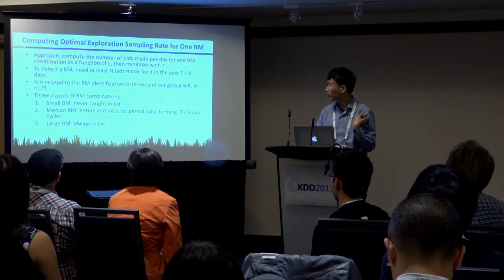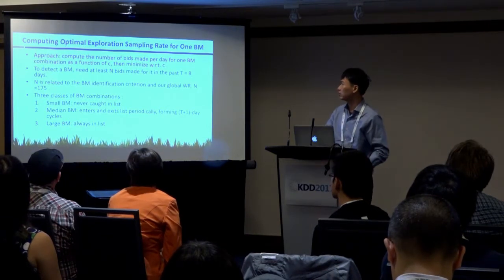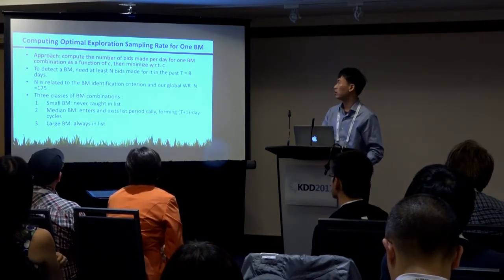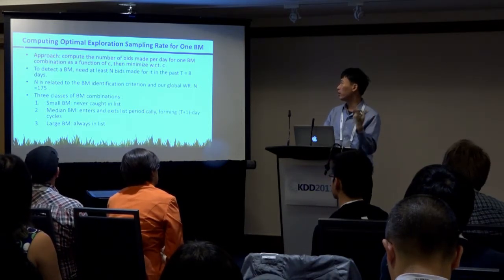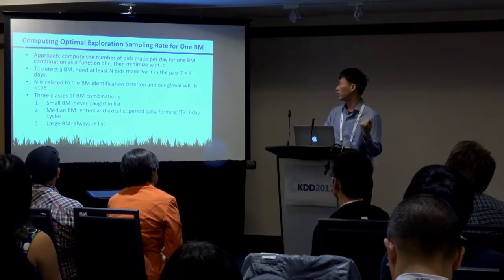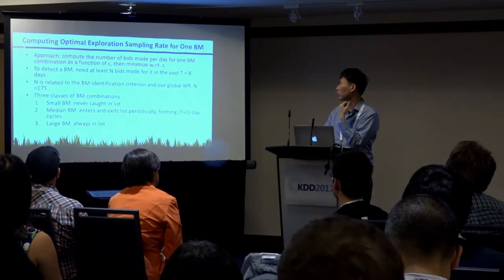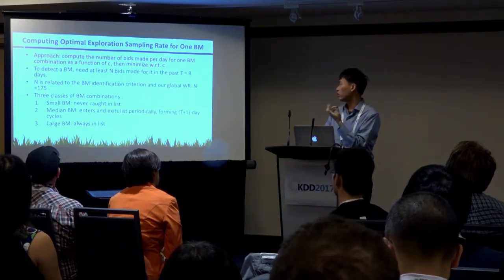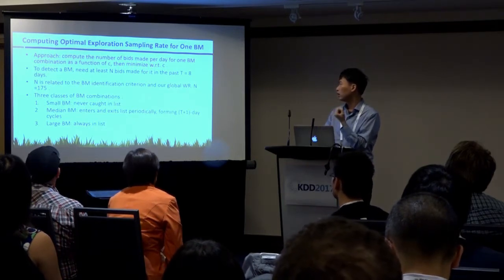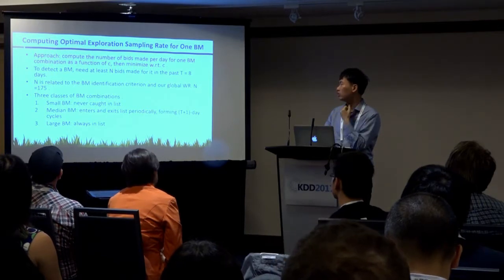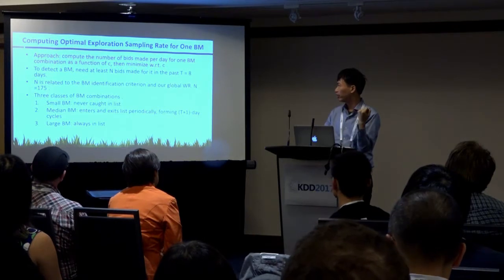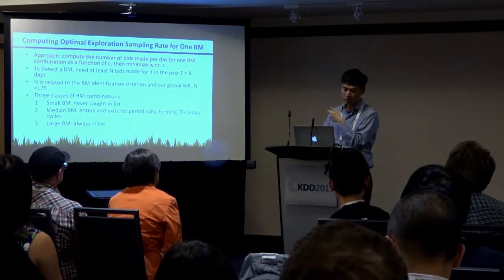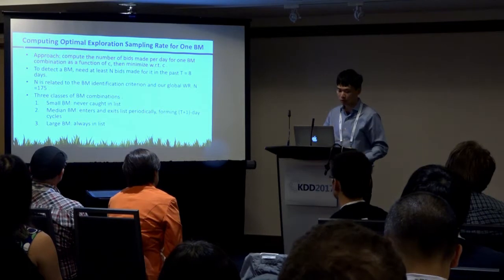Now this is about computing the optimal sampling rate. What we do is we compute the number of bids made every day for one band marketer as a function of the sampling rate, and then minimize with respect to C to get the optimal sampling rate for one band marketer. For different band marketers, the optimal sampling rate may be different. If we choose a single optimal sampling rate in our system, we just consider all band marketers. First, I'm going to talk about how to compute the optimal sampling rate for one band marketer.